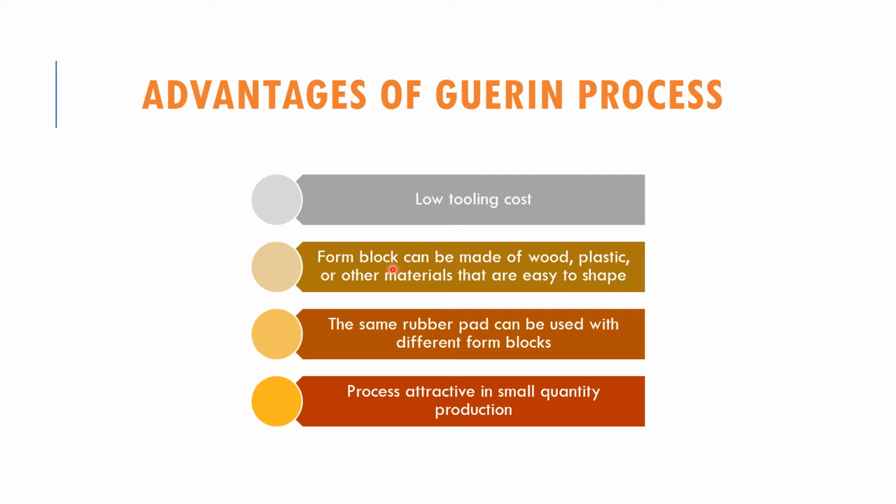So we can make it into the shape that we want, and then we can use it in this Guerin process. The same rubber pad can be used with different form blocks, although we change the form block shape. The rubber pad is the same rubber pad, and it can still be used in the operation. So the process is very attractive in small quantity production.